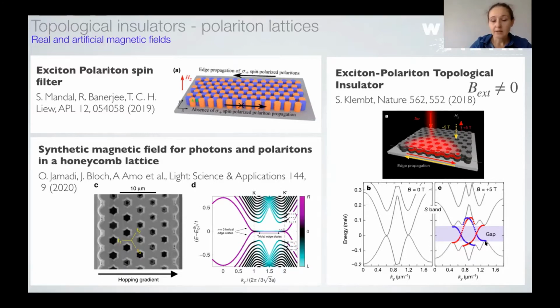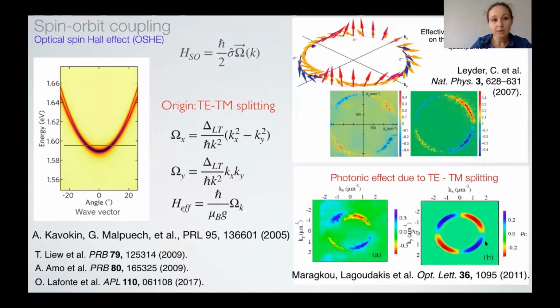But there is another effect that I would like to discuss today. It's spin-orbit coupling, because spin-orbit coupling, even in planar cavities, allows us to couple the spin of the photon, which means the photon polarization, the circular polarization sigma plus or sigma minus, with its momentum through an artificial magnetic field acting only on the polariton modes.